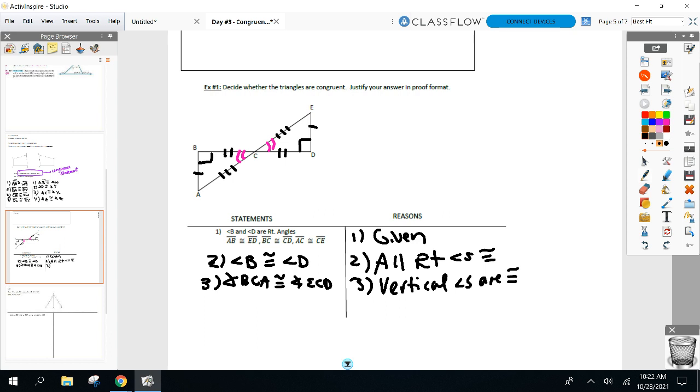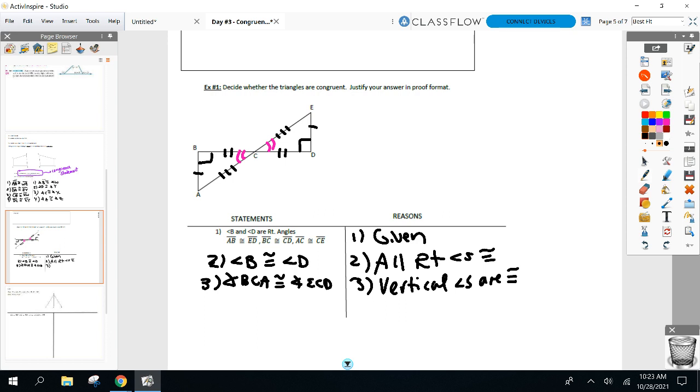It's a guess, but aren't angle BAC and CED alternate interior? They are, but I don't have the type of lines to make them congruent. I need parallel lines, right? I don't have that. You are correct. They are alternate interior, but they're not congruent because I don't have parallel lines. Okay, good thought though.